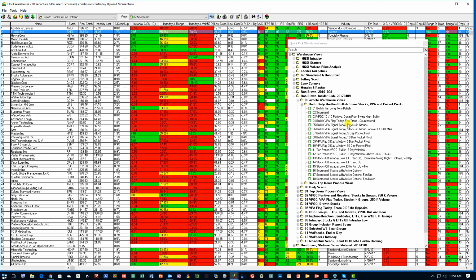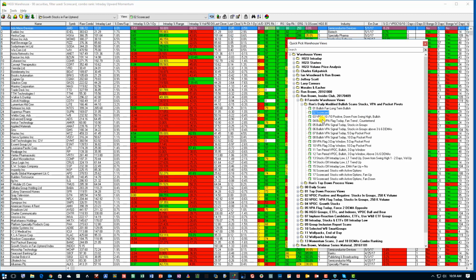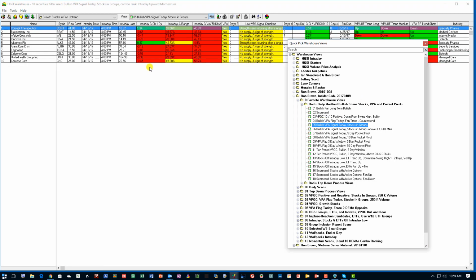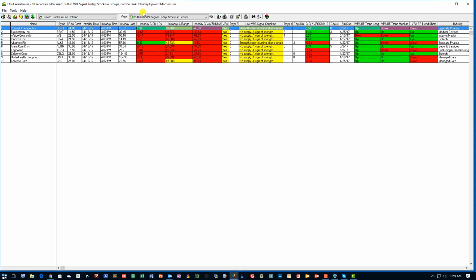I'm going to move down here to the bullish VPA signal today, and that cuts the list down all the way to 10 securities. Now these are the prices, the intraday prices on Thursday, and you can see that only 2 of the stocks were up. But if you look over at this column right here, you're going to see the last VPA signal condition. And most of these are no supply or strength seen returning after a downtrend.